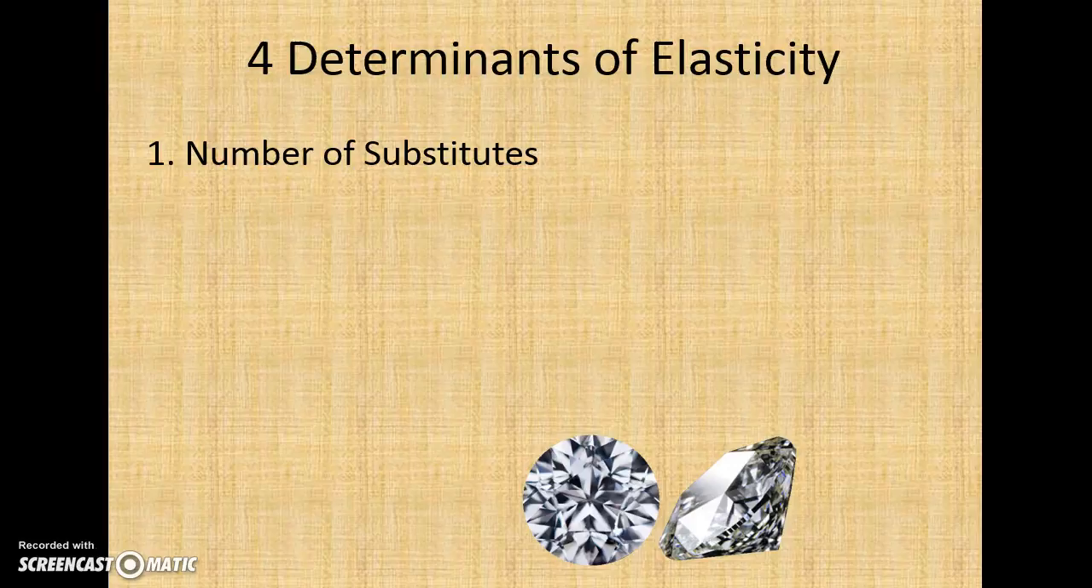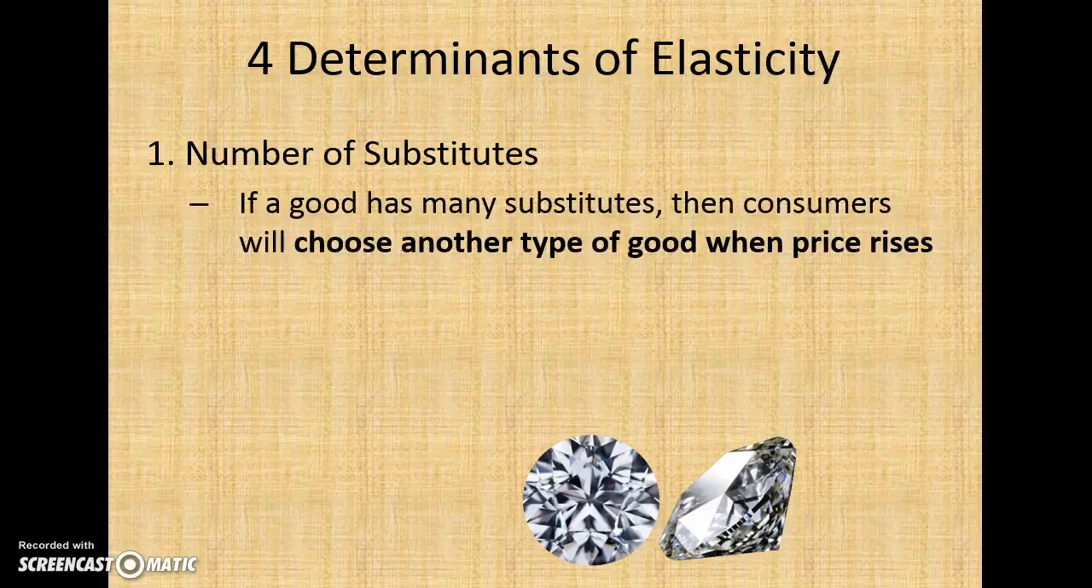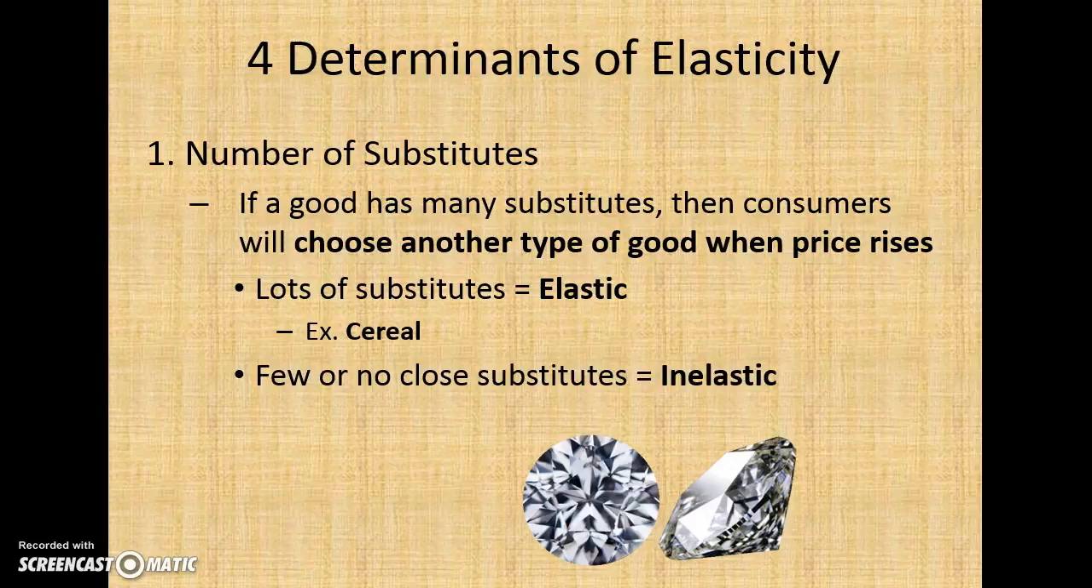There are 4 determinants of elasticity. Number 1 is the number of substitutes. If there are a lot of goods that you can get that are similar to the product you're getting, then when you change the price, people are just going to go buy those substitutes. And so when there are good substitutes, then it becomes more elastic. If there are few or no substitutes, then it's inelastic, like diamonds.